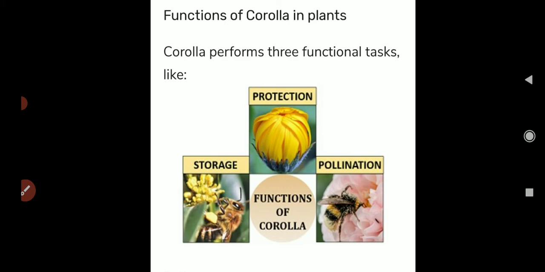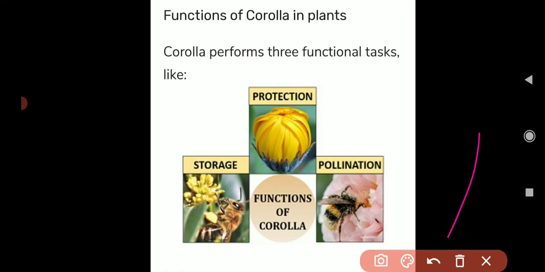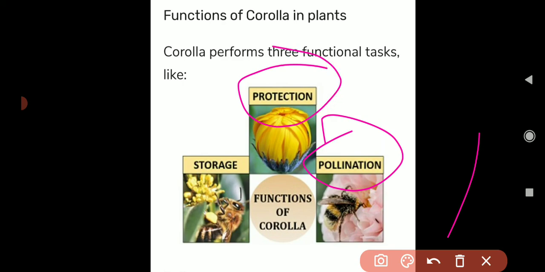Okay, so the functions of the corolla is to protect the inner parts of the flower like the gynoecium and androecium. Then it is to aid pollination, because the corolla has those nectariferous tubules, and in there the nectar is present, and they also perform the function of storage of nectar. Because the corolla is so beautiful, it will attract the bees for pollination, and then it protects the reproductive parts from environmental damage, so protection, and then it stores nectar, so it performs a function of storage. Done.